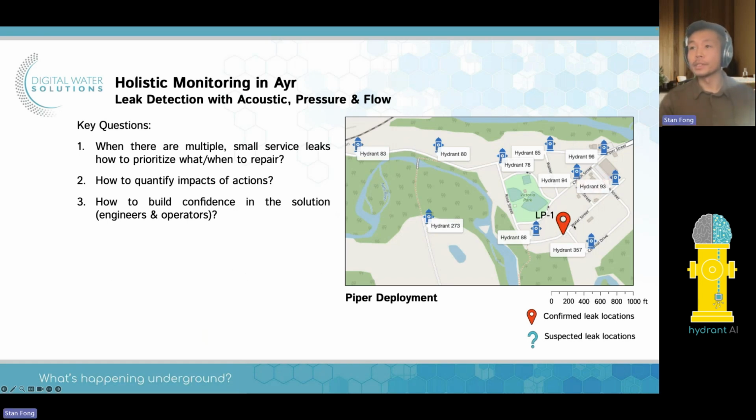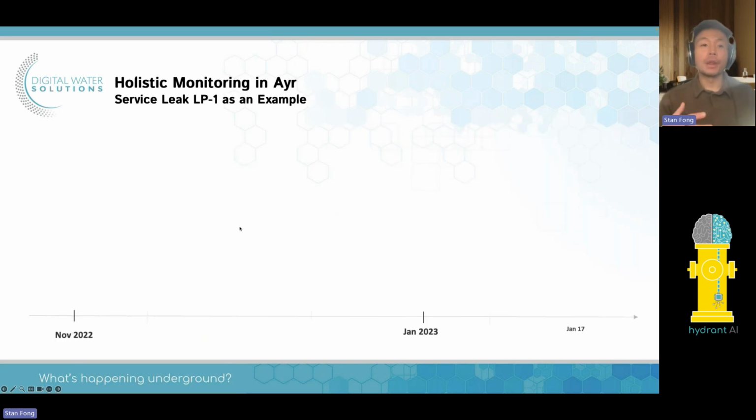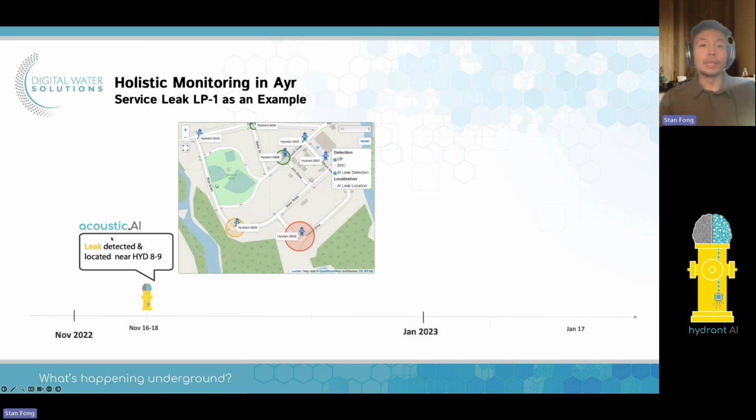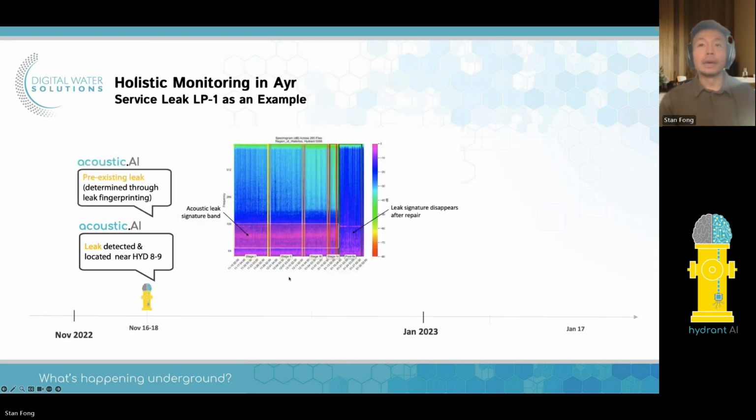So we're going to focus in on this leak here, this LP1 leak. I'll just walk through now what this leak would look like with all the different data sources we have available. So this leak didn't start in November. We started acoustic data collection in mid-November. And the first thing we thought was, you might have a leak near hydrants 8 and 9 here. So that's what the acoustic AI sees. There's a location.